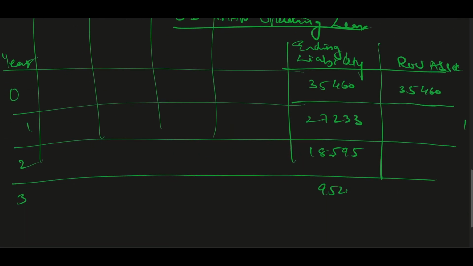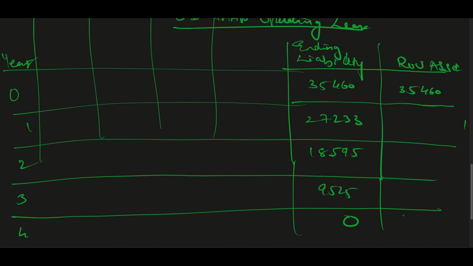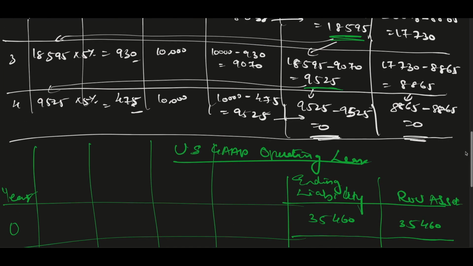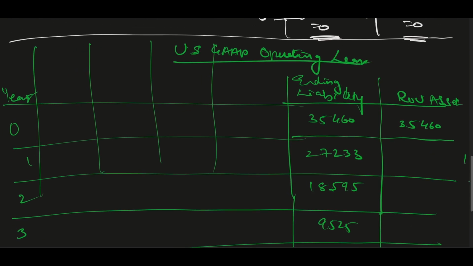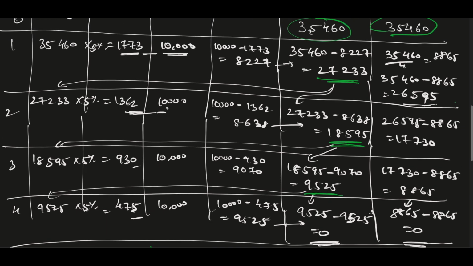Okay, 9525, and in the fourth year the ending liability comes to 0. So this is how it is. Same thing, whatever I have written up I am writing down. But when it comes to the asset, I'm not going to do amortization of 8865.